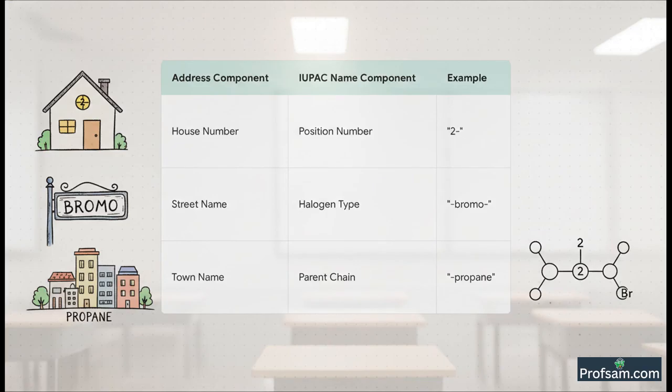The halogen, the bromo part, that's like the name of the street. And the parent chain, the propane, that's like the town name. So when you say 2-bromopropane, it's exactly like writing an address. House number 2 on Bromo Street in Propane Town. See? A complete, unique address for that molecule.